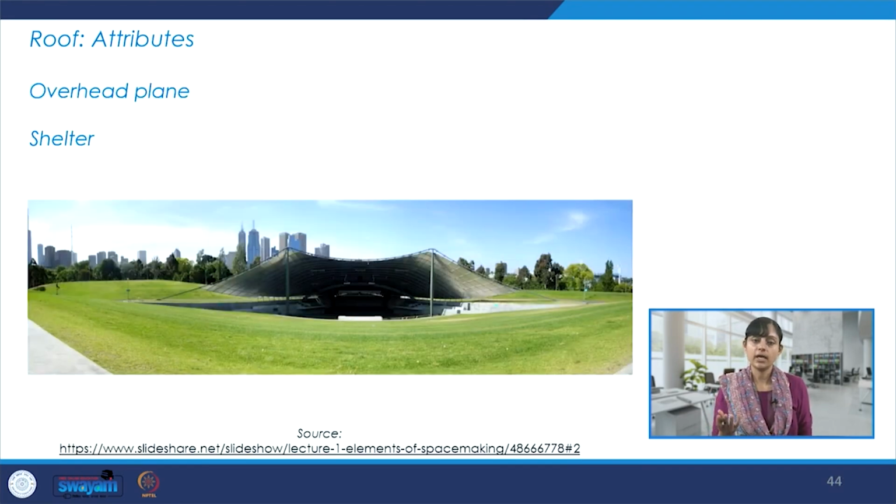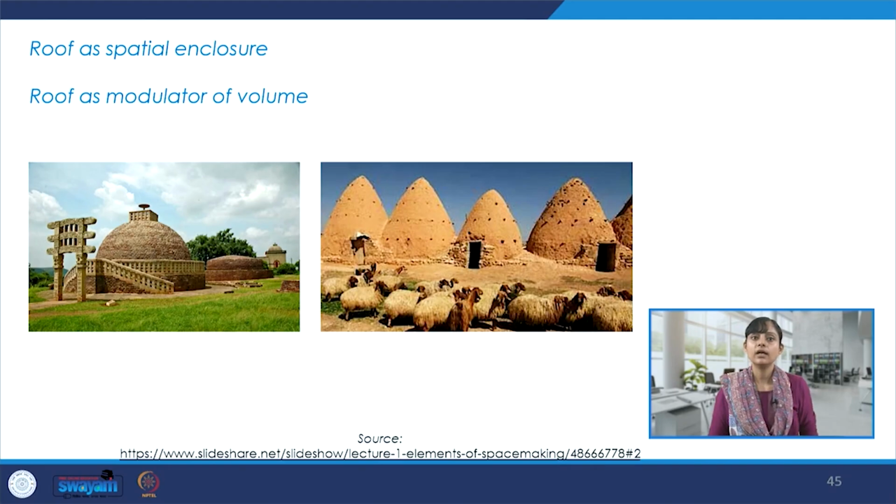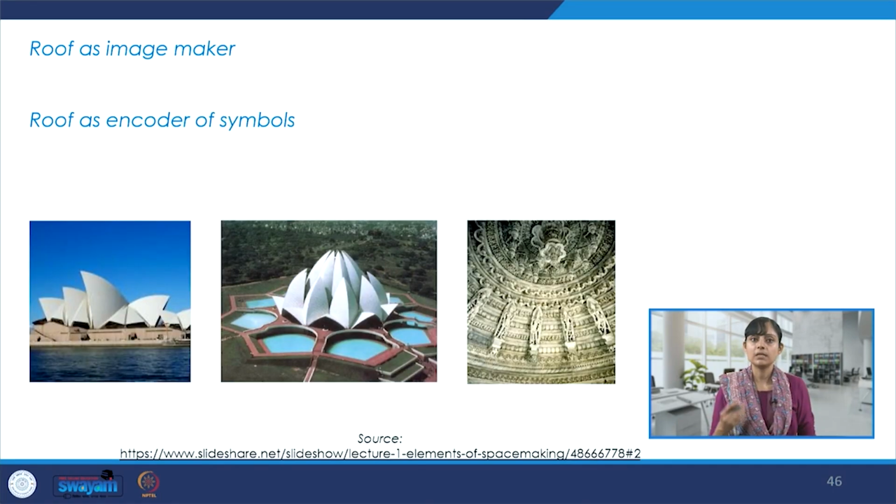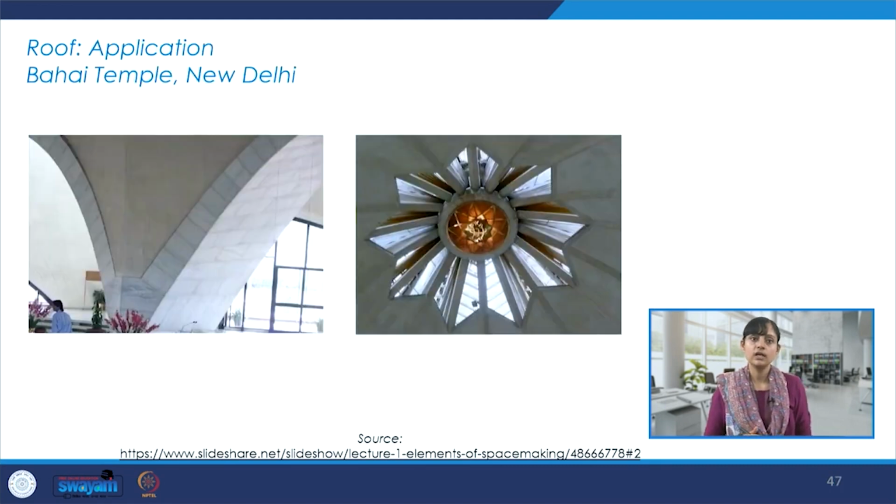It has several attributes, it acts as a shelter, sometimes it acts as an overhead plane, and it provides a spatial enclosure. It also acts as a modulator of volume, sometimes as an image maker, encoder of symbols, iconography, communication, storytelling, all of that. And this is one of the very famous Baha'i temples in New Delhi, where we see a very interesting roof form.